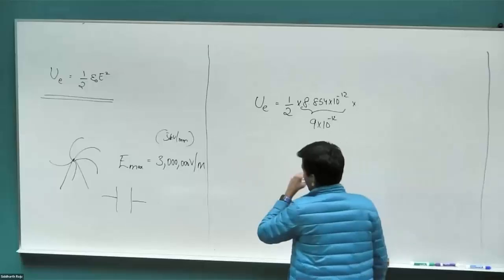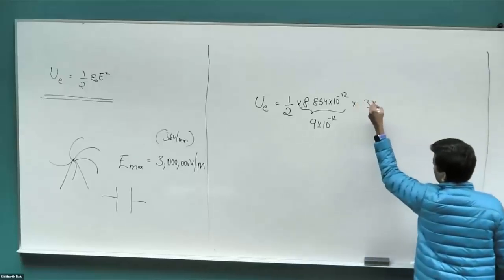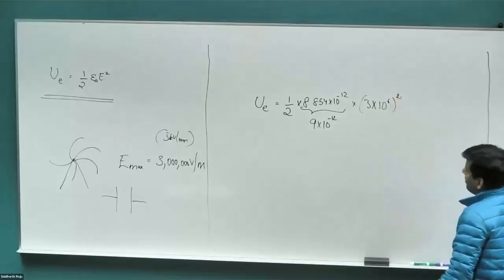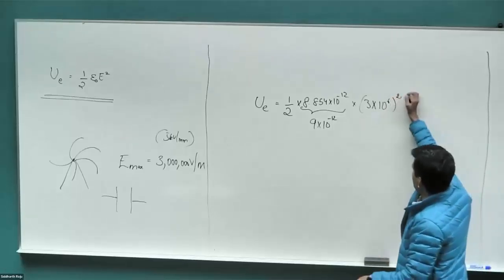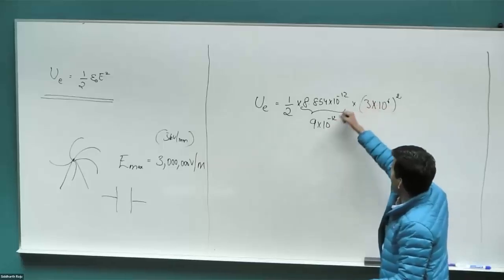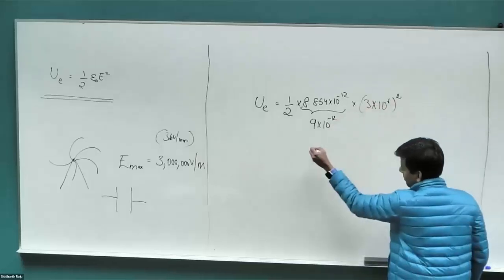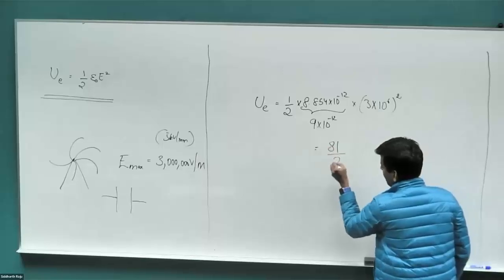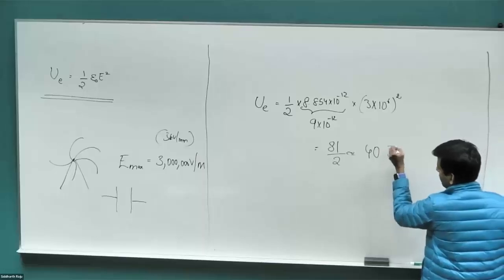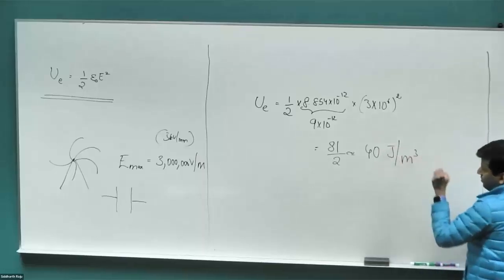And then E for E max is going to be 3 into 10 to the power 6, the whole square, right? So this 10 to the power 6 whole square becomes 10 to the power 12, 3 square becomes 9. So we have 9, 9, 10 power minus 12, 10 power 12 gets cancelled. So we have 81 by 2, which is roughly 40 joules per meter cube. So this is the energy density.